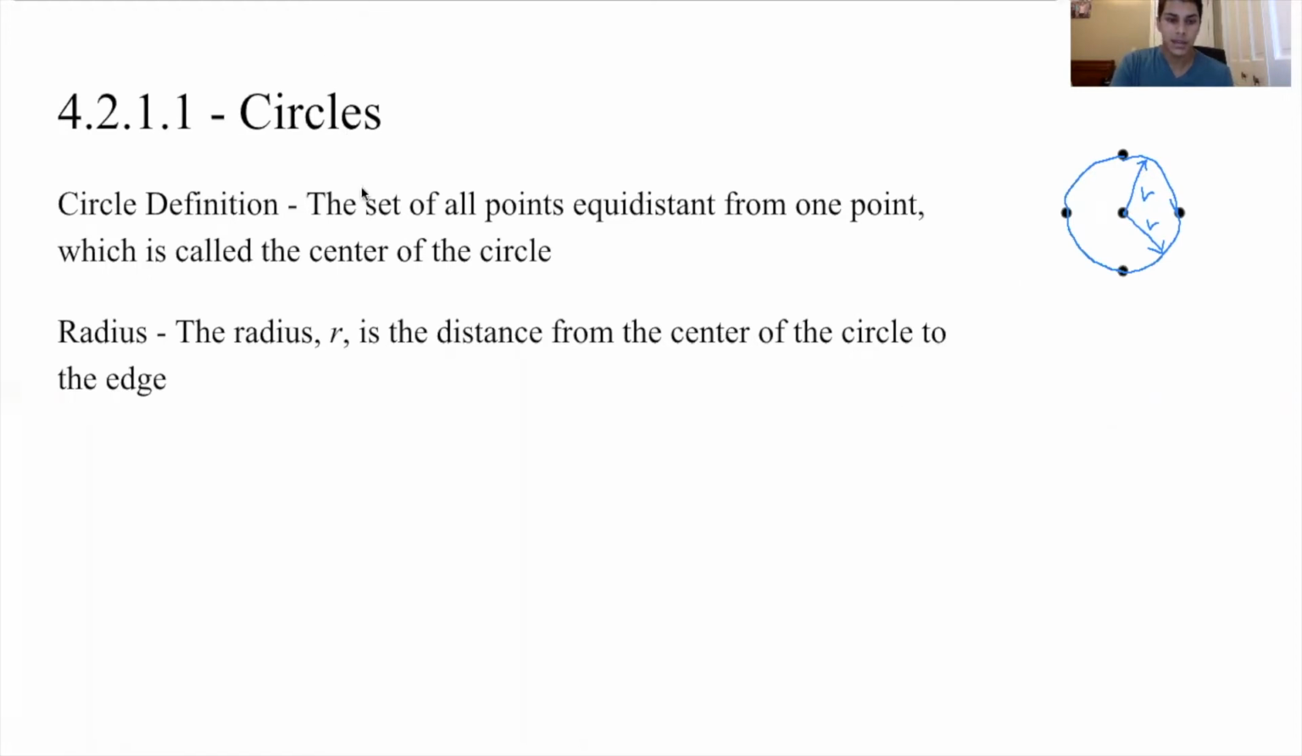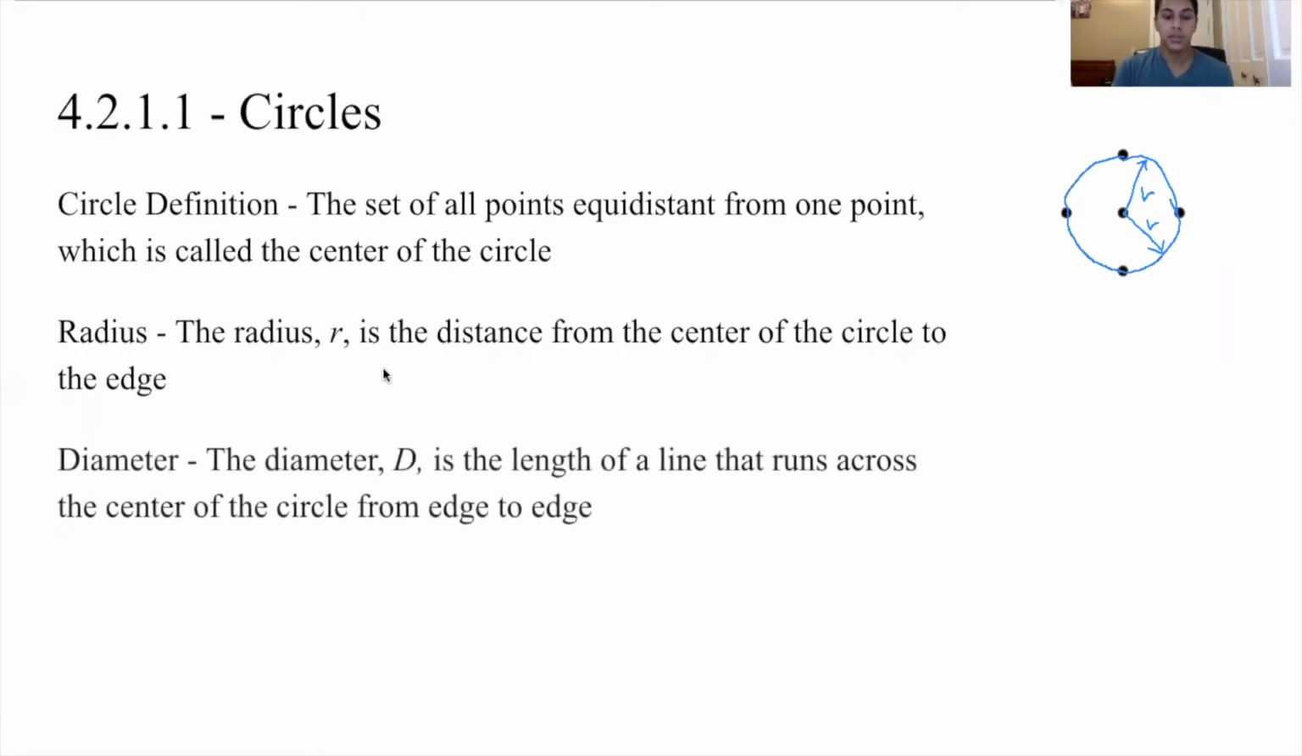Next is the diameter. The diameter is very similar to the radius, except it's not just from the center to the edge. It's from the edge to the edge, and it has to go through the center. So basically, if I were to draw a line going straight through the circle, like that, this would be the diameter, which we label with a capital D. The diameter is always going to be twice the radius, because if you think about it, here's one radius, going from the edge of the circle to the center, and here's another radius. It's just the distance across the circle through the center of the circle.